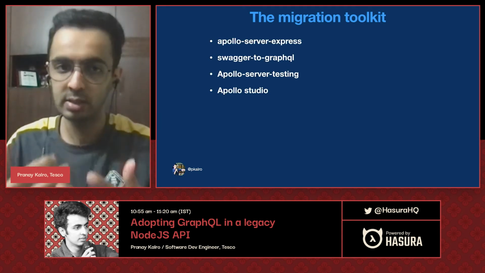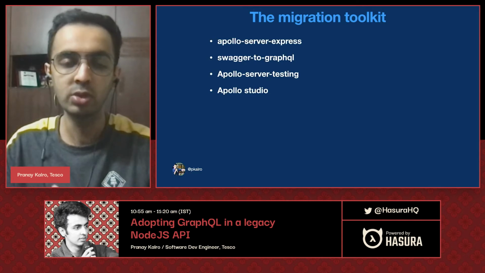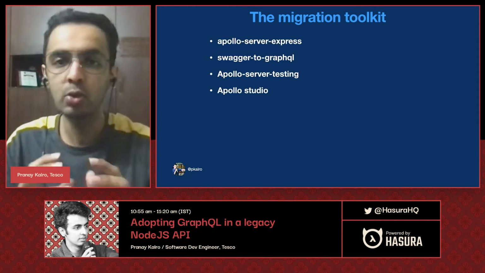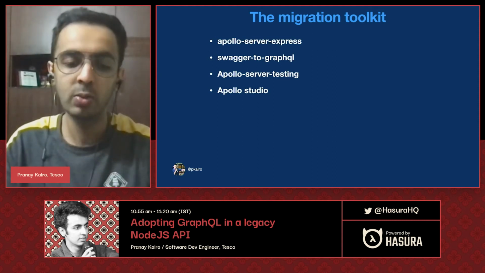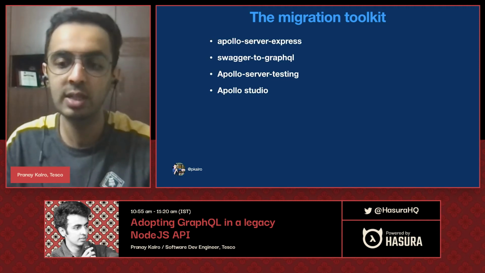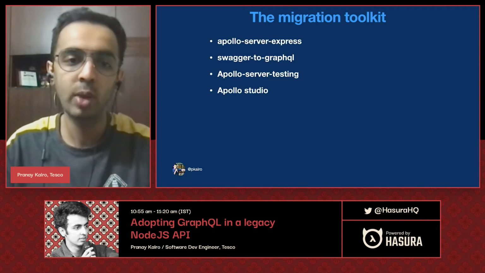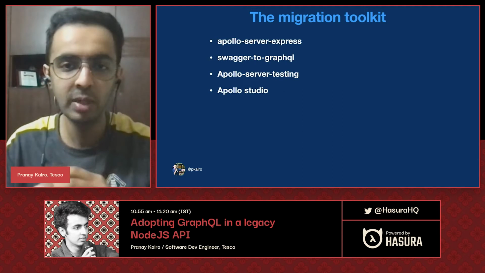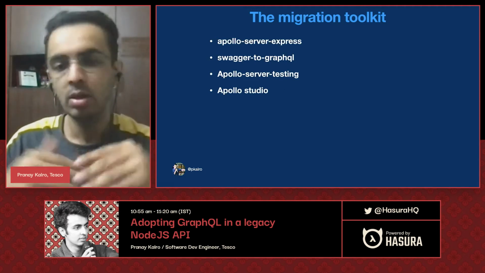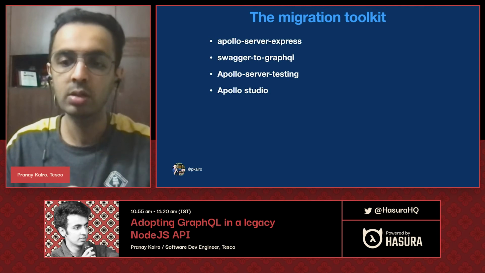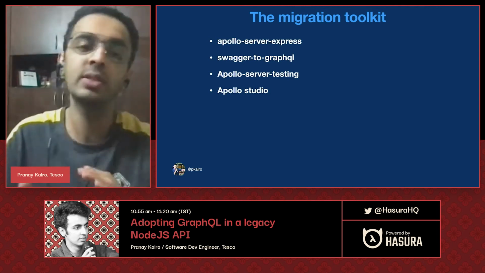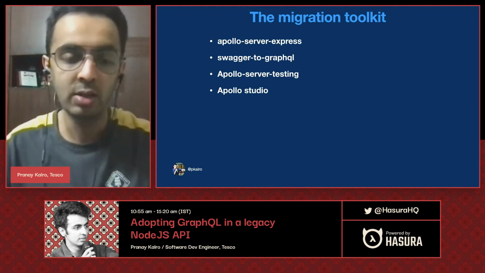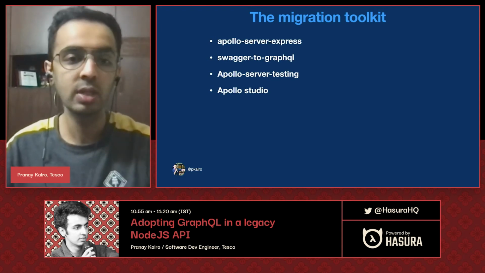Apollo Server Express is a middleware which can be used with an Express server. Swagger-to-GraphQL is again an npm package which basically does a good conversion from your Swagger file to your GraphQL schema. It can generate your GraphQL schema given the Swagger file. Coming a bit to the testing and the monitoring bit, we relied on Apollo Server testing for our integration testing and unit testing of the Node APIs, because since you're using Apollo Server already, it's easier to use tools which revolve around that ecosystem itself. So Apollo Server testing was one of those for our testing purposes.